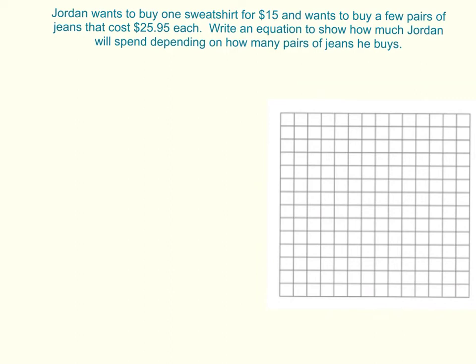Alright, here is our second example. Jordan wants to buy one sweatshirt for $15. So that's just a one-time payment because it's only one sweatshirt for $15. And Jordan wants to buy a few pairs of jeans that cost $25.95 each. So he's buying more than one pair of jeans, $25.95 each. Write an equation to show how much Jordan will spend depending on how many pairs of jeans he buys.